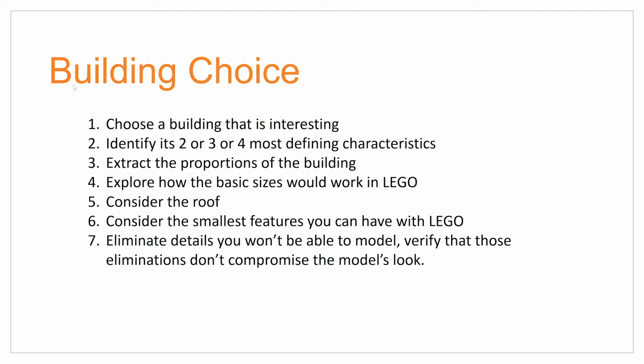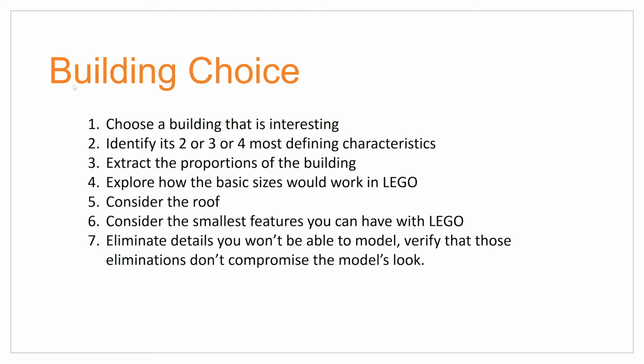Number 1, choose a building that is interesting so that you aren't making simply a box. Okay, you need to choose a building that has some interesting elements to it. People aren't going to want to buy a Lego architecture kit that's basically a box. Okay, all right. Number 2, identify for that building 2 or 3 or 4 of its most defining characteristics. Then you're going to have to make sure that those defining characteristics are in your Lego structure.